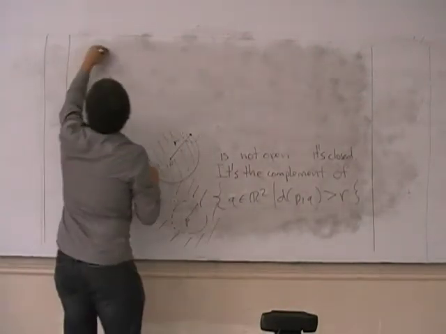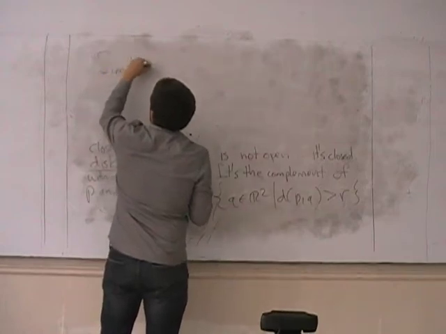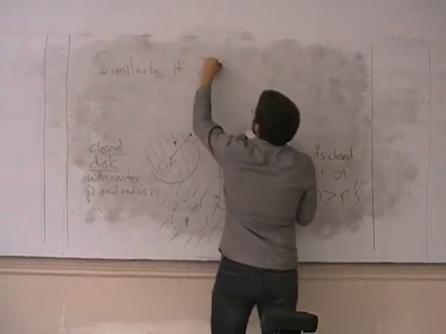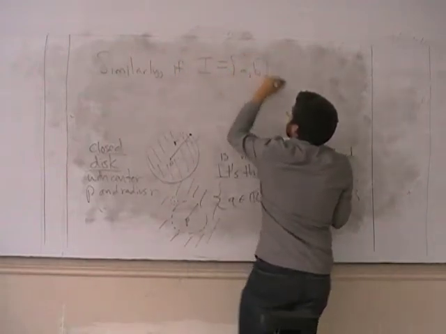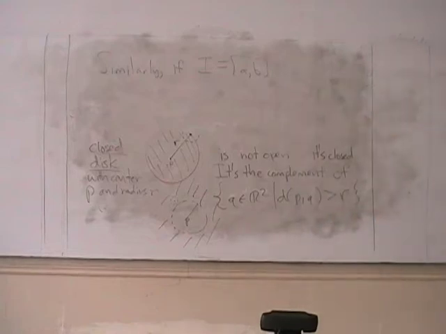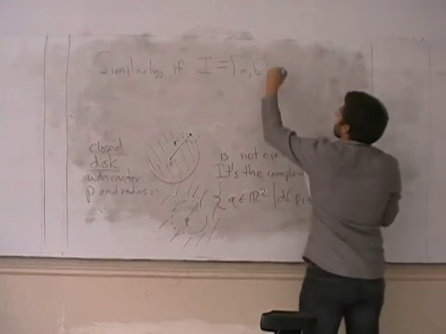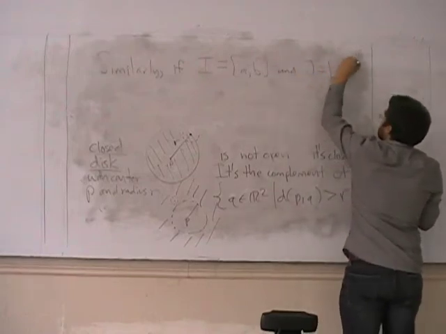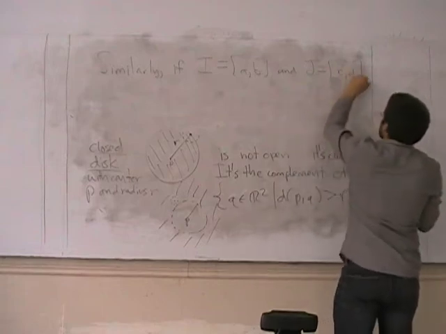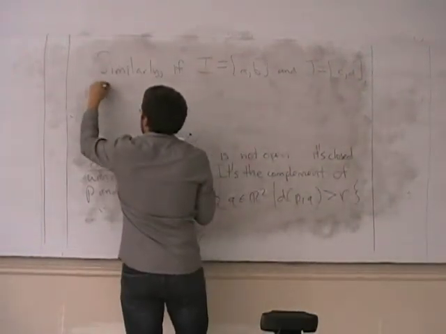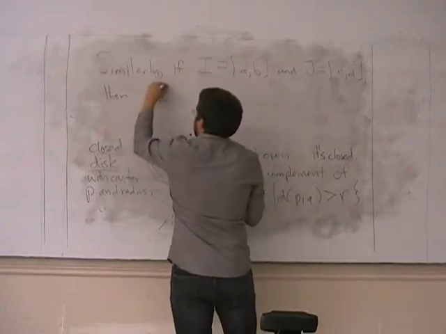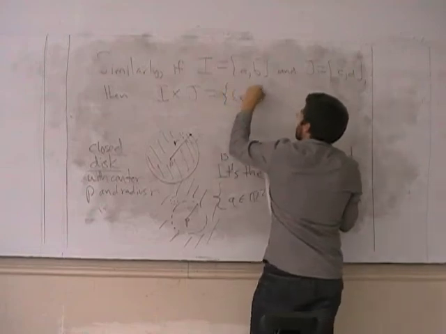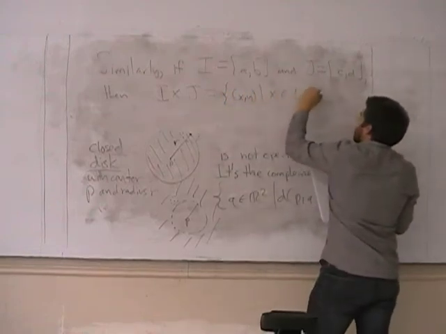Similarly, if I take two intervals, and we'll make them those very special types of intervals that we talked about last time, closed and bounded intervals. So these are closed subsets of R. Well, I times J still means the same thing. It means the set of all points x, y, such that x is in I, y is in J.